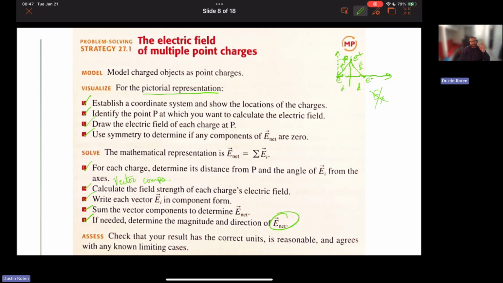And then of course at the very end you want to check that your results have the correct units, and that it makes sense. You're not getting an electric field that's larger than some electric field in like a CAT scanner or something. And of course you want to make sure that it agrees with any known limiting cases. So this is the part where you take a step back, increase your distance, and see if it starts looking like a point charge.